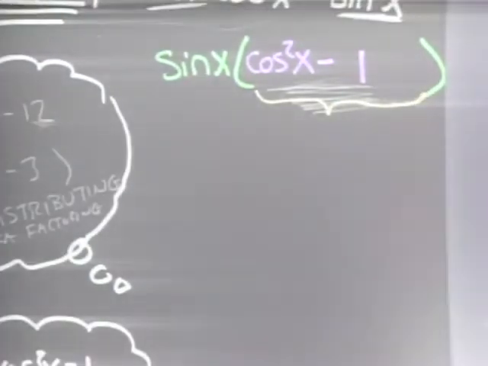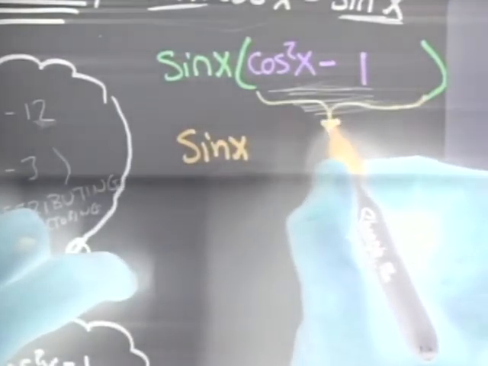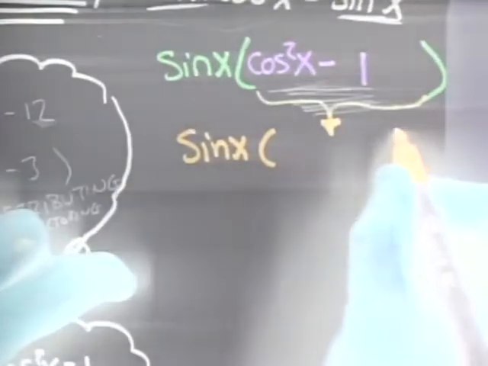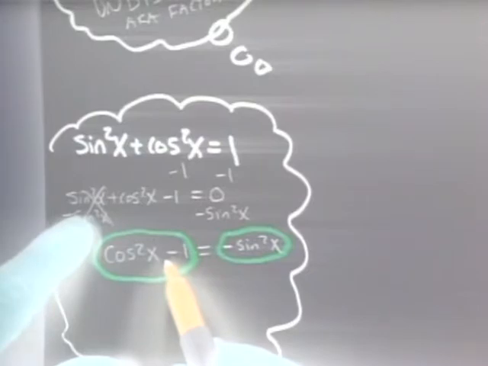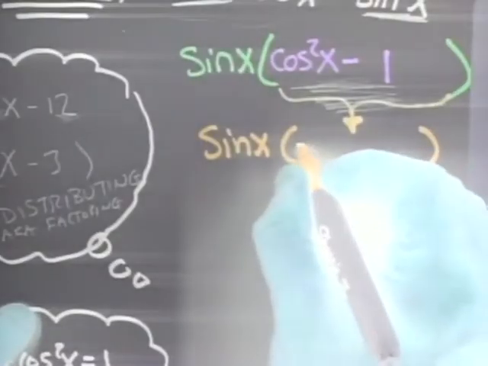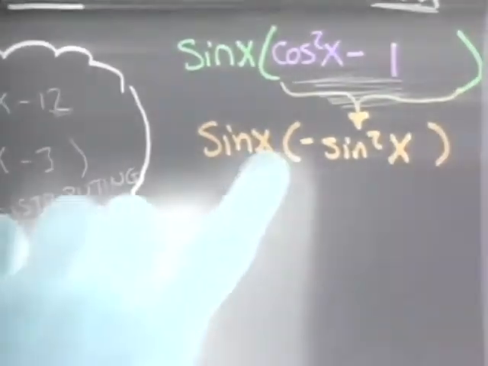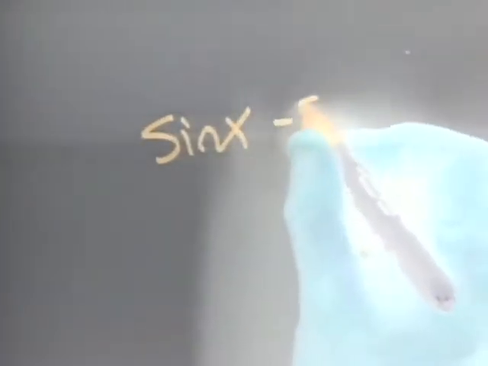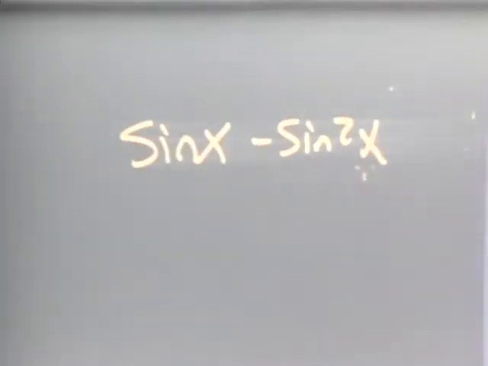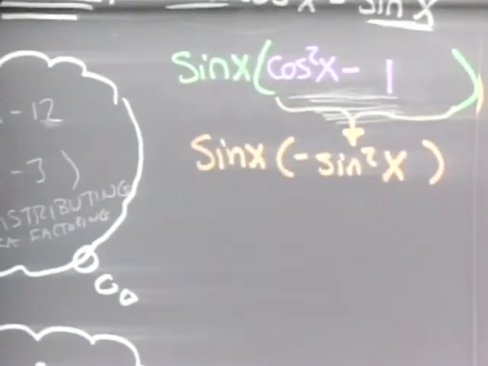So what I'm going to have now is a sine x, and then I'm going to make a substitution here, and I'm going to put whatever I'm allowed to sub in here. So cosine squared x minus 1 can be replaced with this, negative sine squared x, there. And the reason I put the parentheses is I don't want you to get confused. I don't want you to think it's sine x minus sine squared x. That's a totally different thing. It's actually sine x times negative sine squared x, so that you can actually multiply them together.